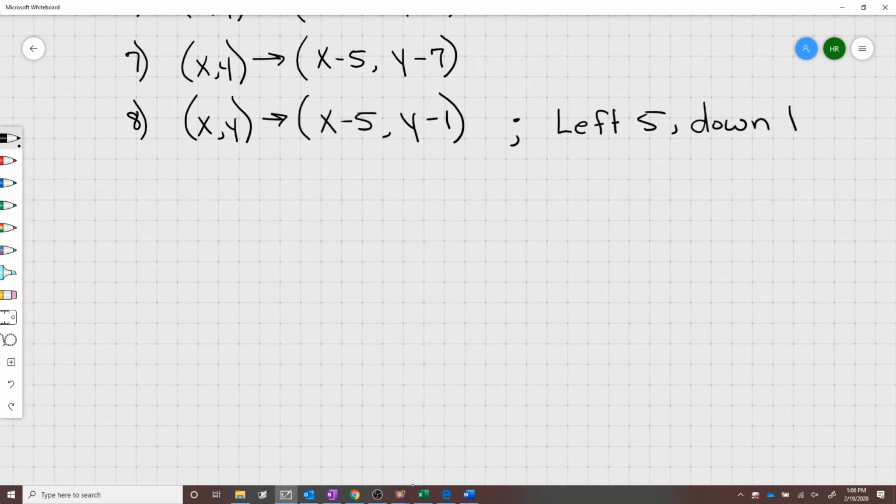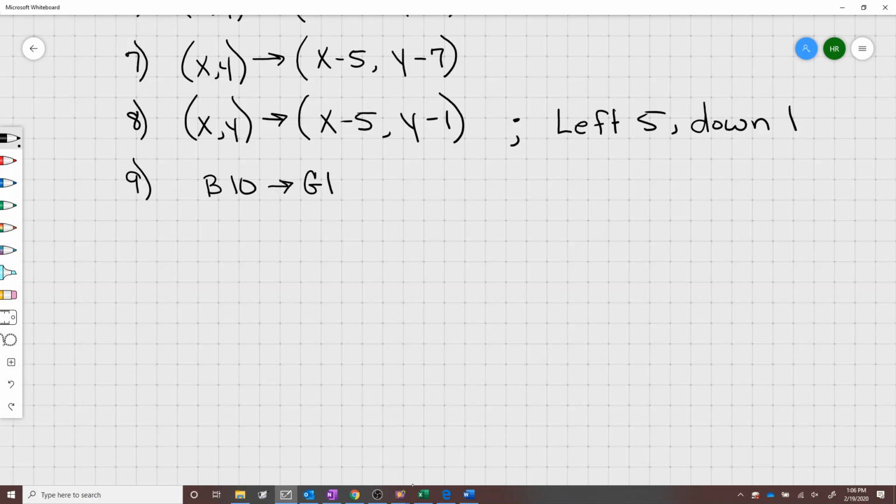Number 9. Jessica was sitting in seat B10. She's sitting in B10 when she discovered her ticket was for G1. Write a rule to describe the translation needed to put her in her proper seat. She's got to get from B10 to G1.